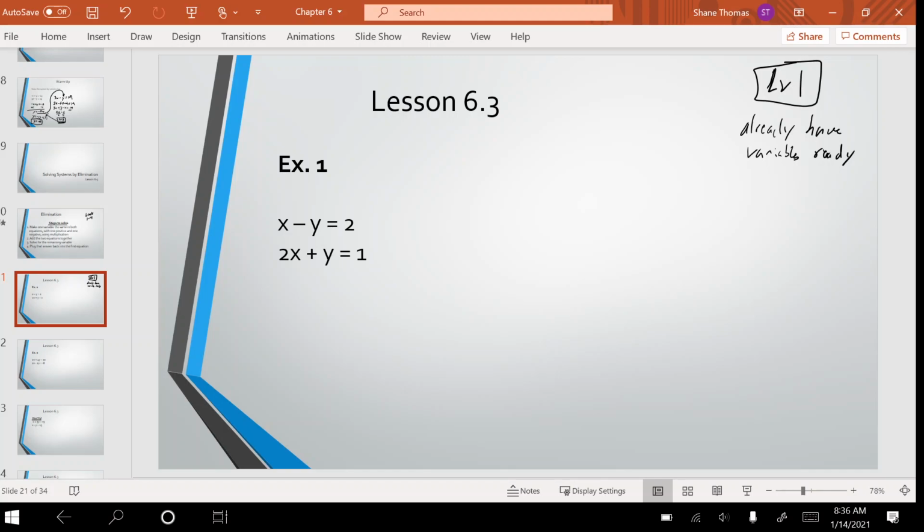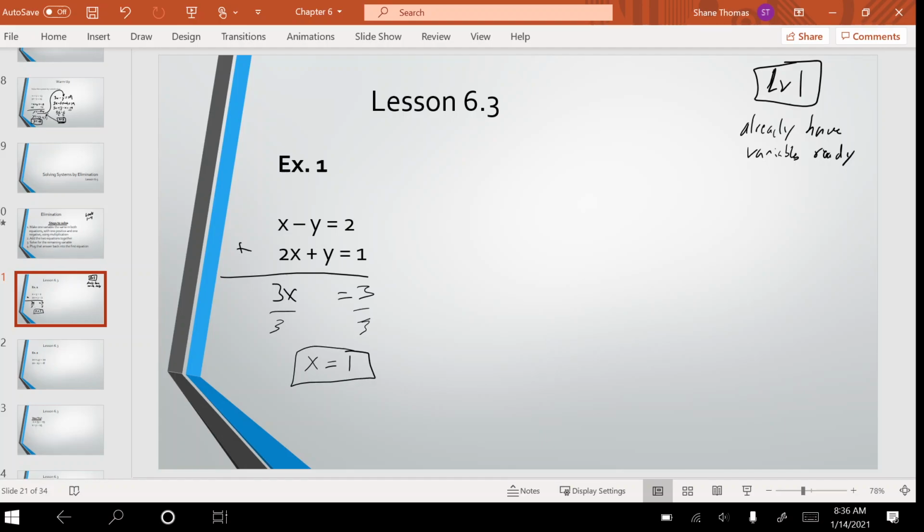Just standard form. So now, I'm just going to turn this into a giant addition problem and add this straight down. X plus 2x is going to be what? 3x. Y and negative y is going to be 0, so it's gone. And then 2 plus 1 is going to be what? 3. All right, now I need to divide both sides by 3. X equals 1. There's my first answer.